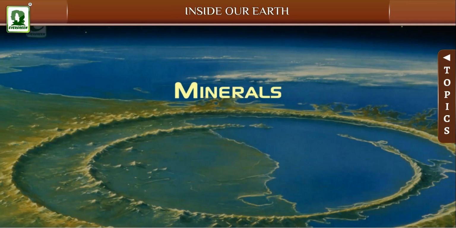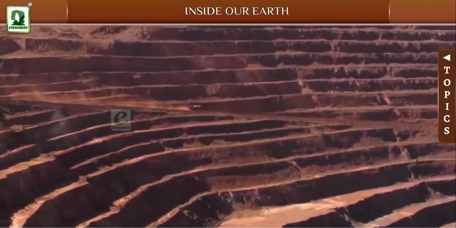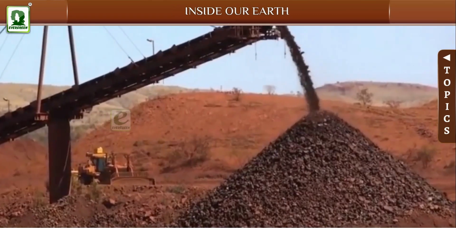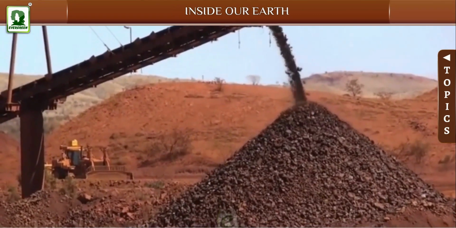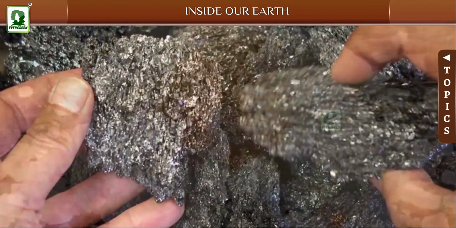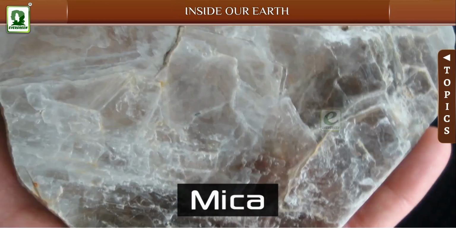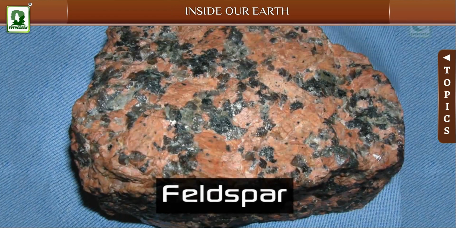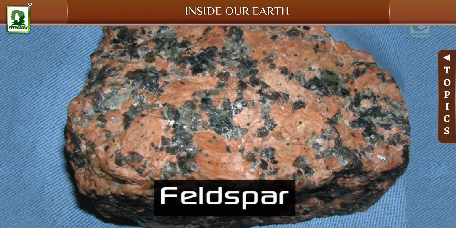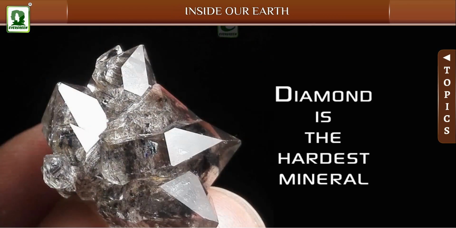Minerals. Minerals are naturally occurring substances. They are not made by human beings. Each mineral has a chemical composition. Even the edible salt is a mineral. Mica, quartz, feldspar are some common rock-forming minerals. Diamond is the hardest mineral.